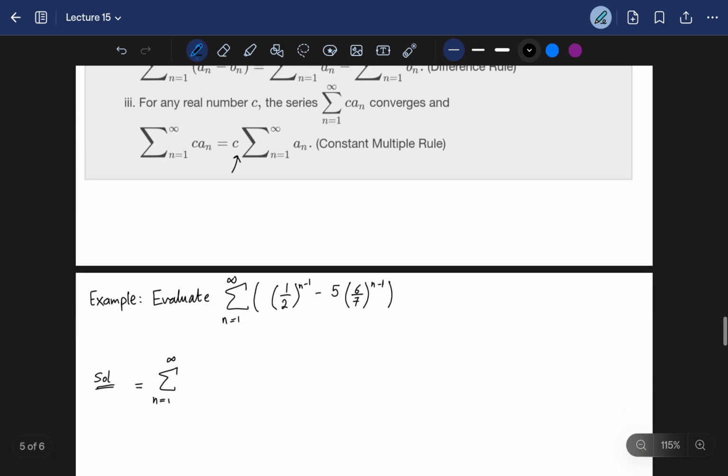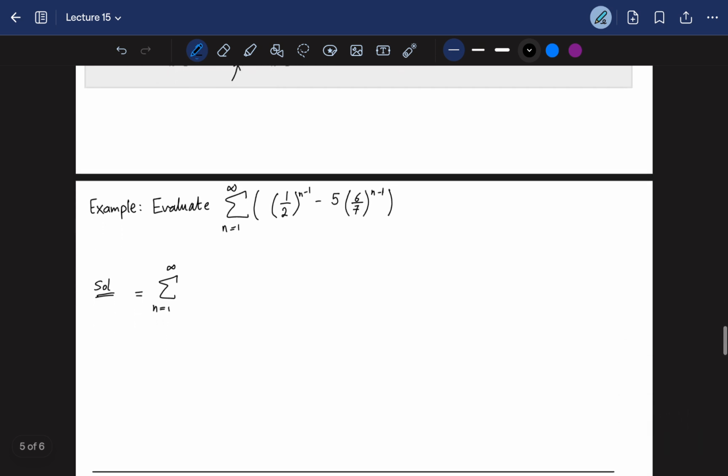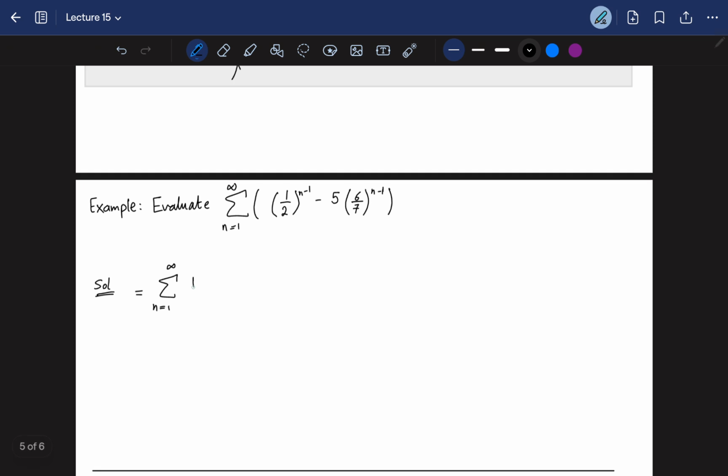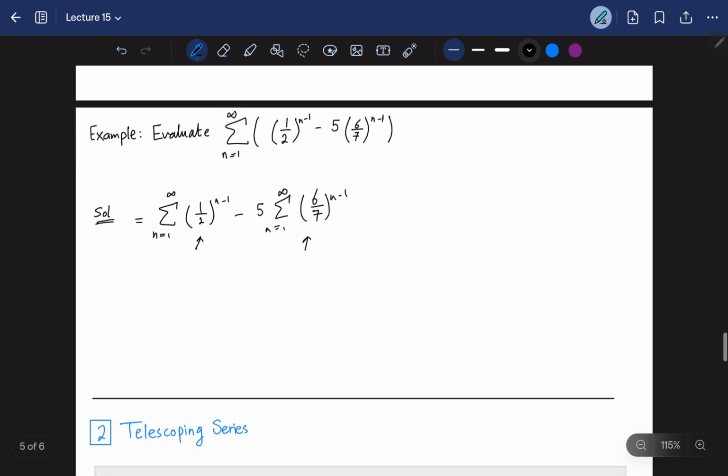So let's evaluate this example. Now using the properties, I know that I can split this series into two parts, and I can take the constant out. And if you notice, both of these are geometric series.